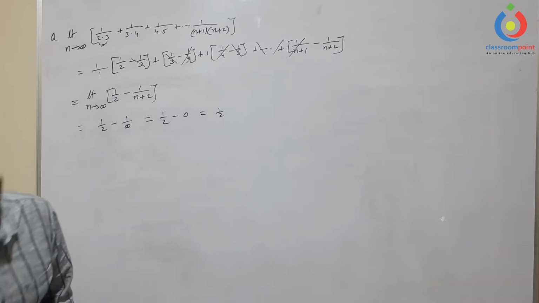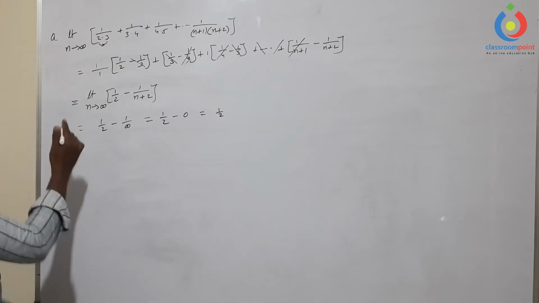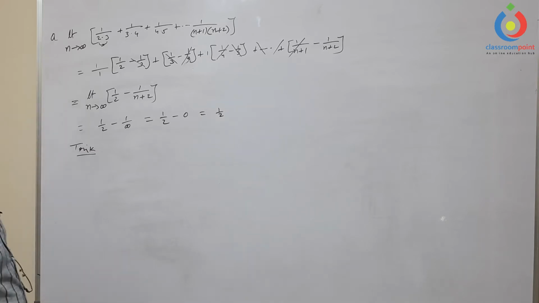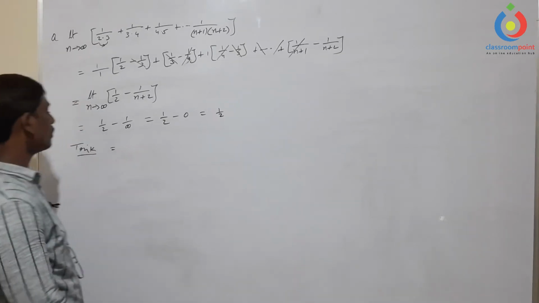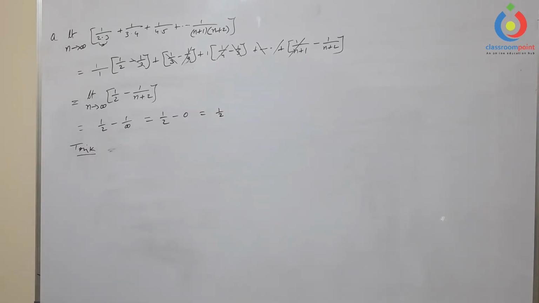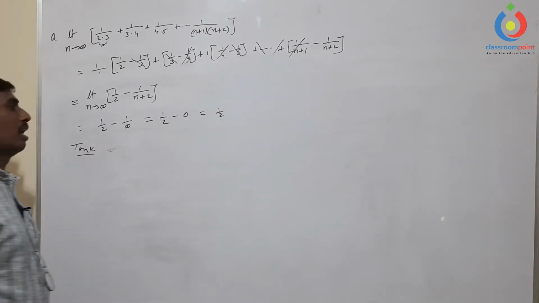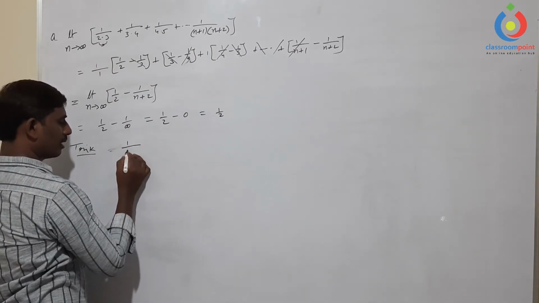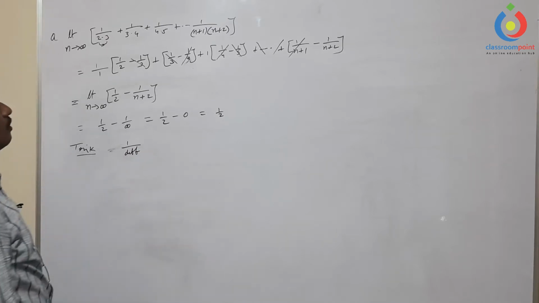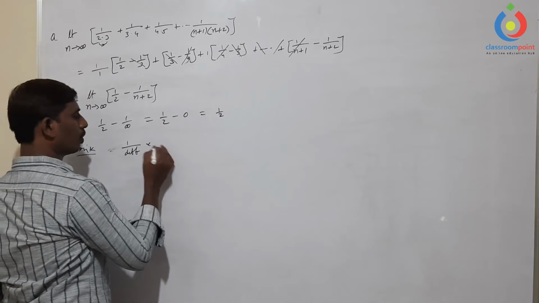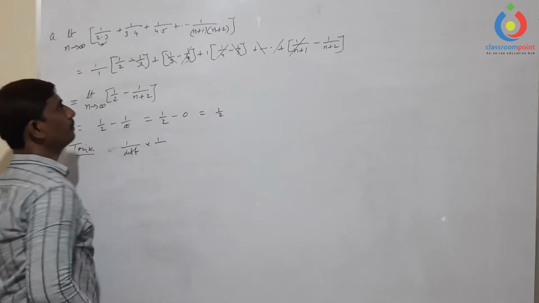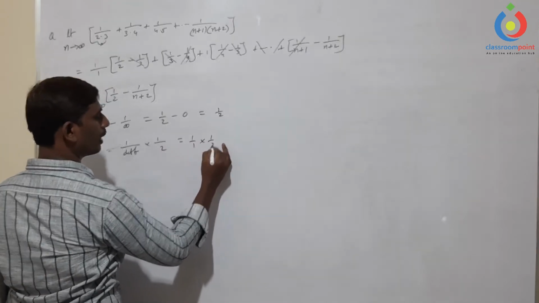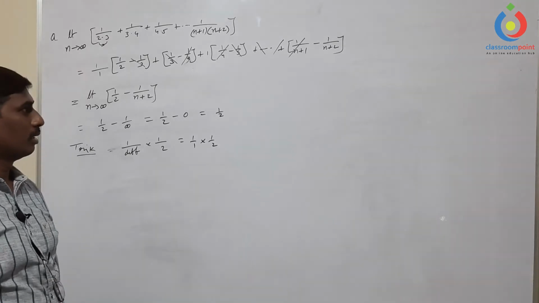We'll take one more problem. For this one, I'll give one trick. Without solving all of this, just direct simplification. Limit n tends to infinity only we have, but how to solve without solving all these things: 1 by the difference of first and second, into 1 by the first value. That is equal to 1 by 1 into 1 by 2. That is the trick.